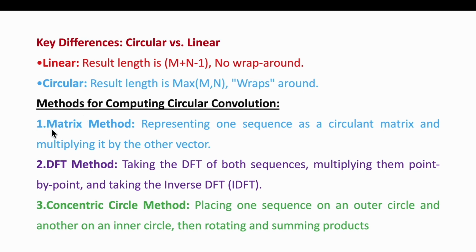You have three different methods. The first method is the matrix method, representing one sequence as a circular matrix and multiplying it by the other vector. The second method is the DFT method, taking the DFT of both sequences, multiplying them point by point, and taking the inverse DFT. The third method is the concentric circle method, placing one sequence on an outer circle and another on an inner circle, then rotating and summing the products.